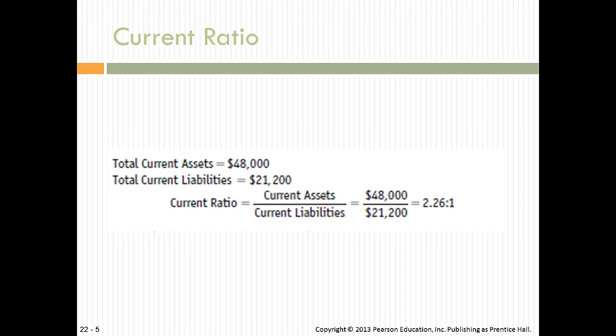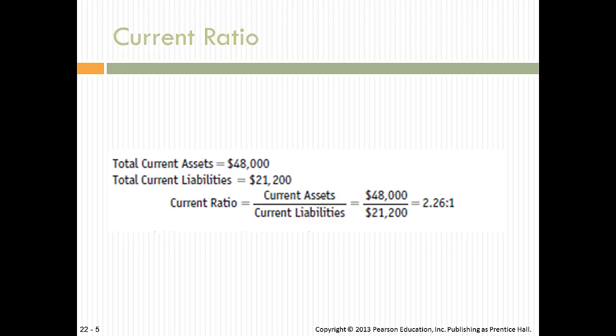Let's look at the liquidity ratio called the current ratio first. The formula for the current ratio is simply current assets divided by current liabilities. The textbook on page 769 uses the example of Scrupper Company. Scrupper's current assets are $48,000 and current liabilities are $21,200. This information comes from the balance sheet.